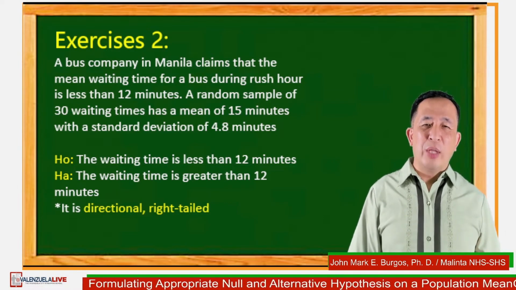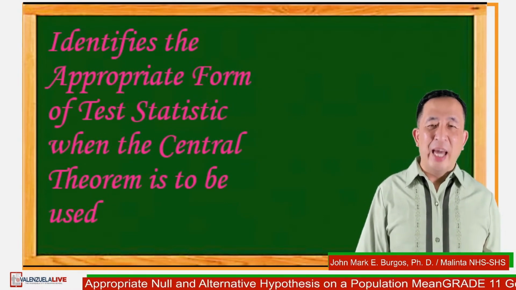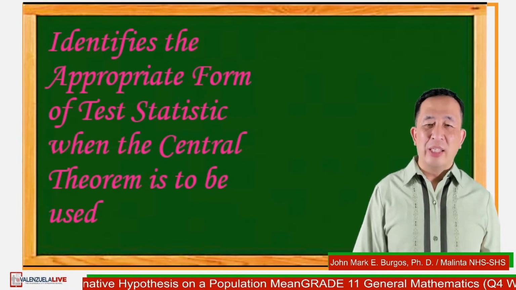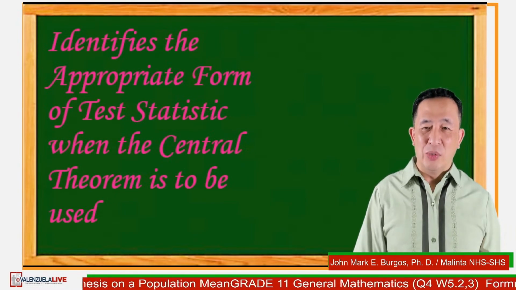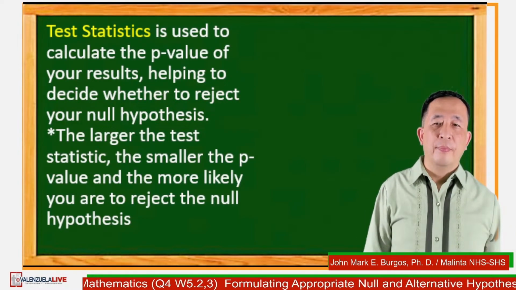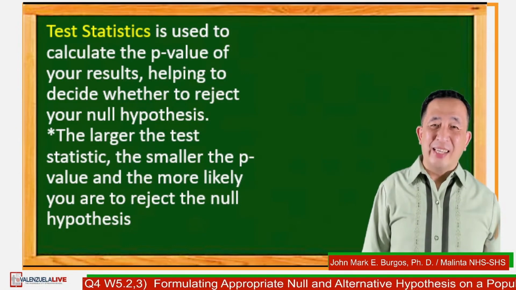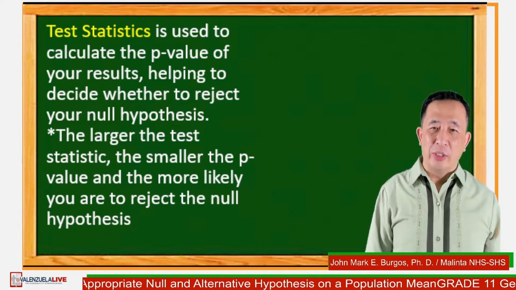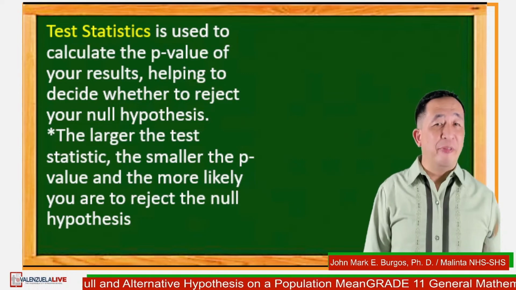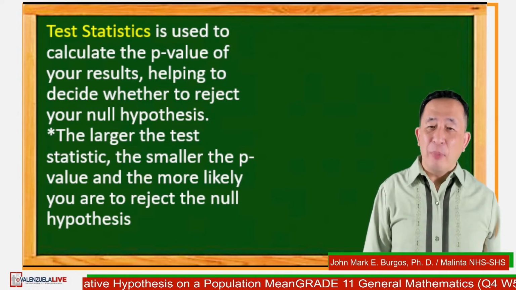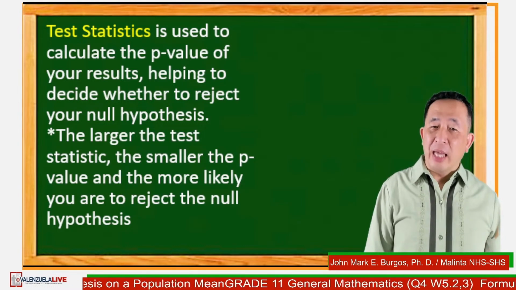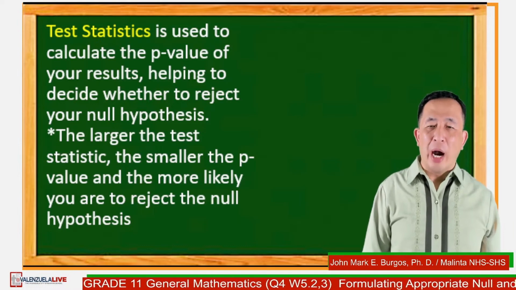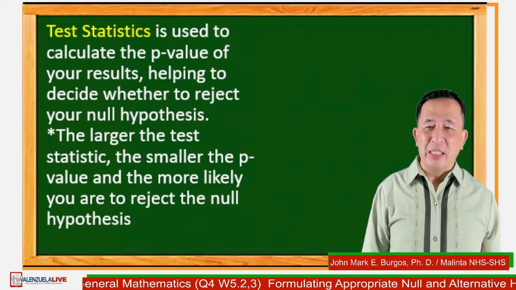Let's proceed to the second objective. Identify the appropriate form of test statistic when the central limit theorem is to be used. Let's define first test statistics. It is used to calculate the p-value of your results, helping to decide whether to reject your null hypothesis. The larger the test statistic, the smaller the p-value, and the more likely you are to reject the null hypothesis.